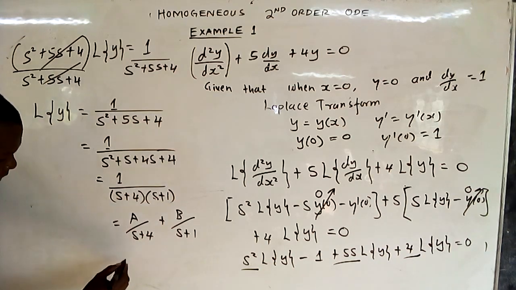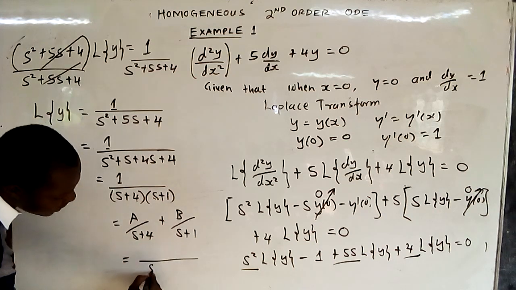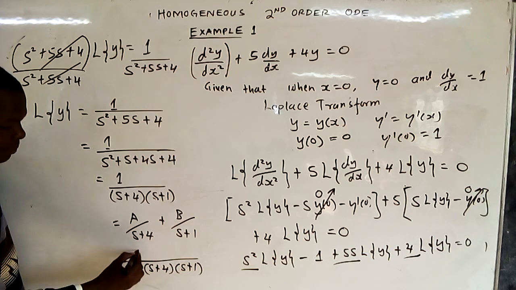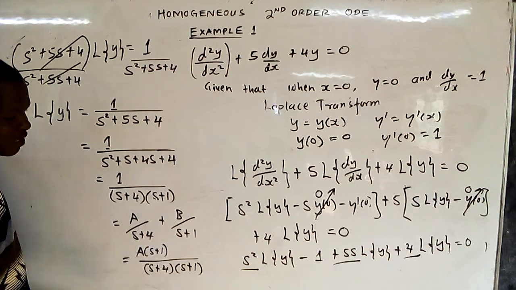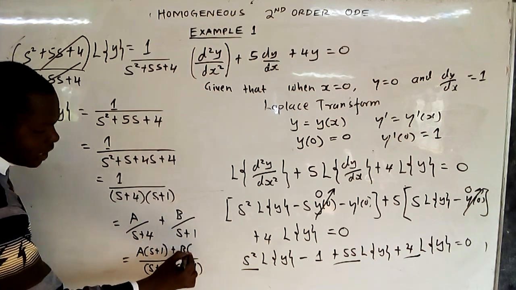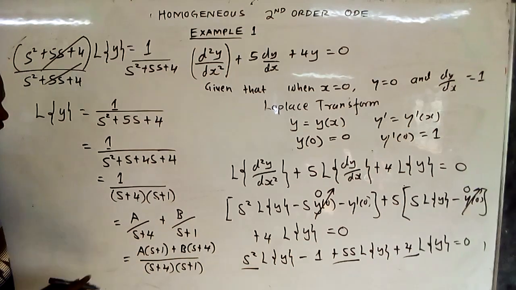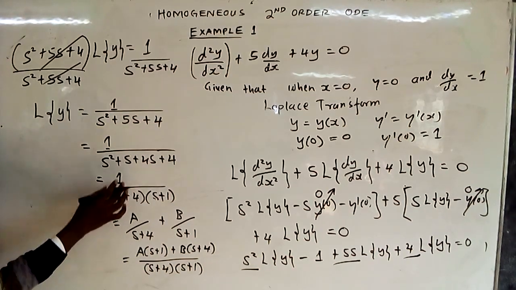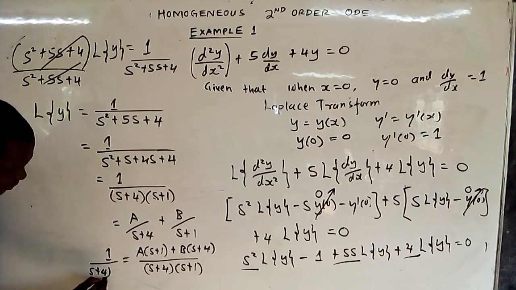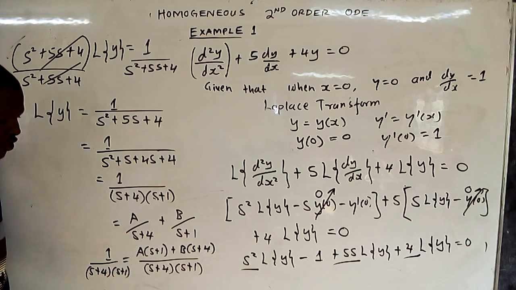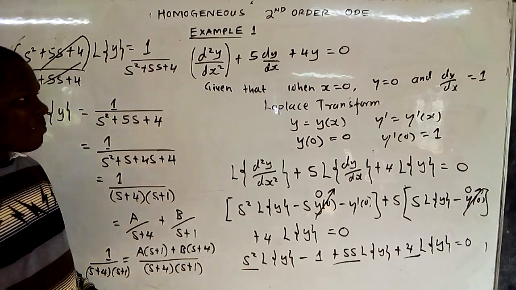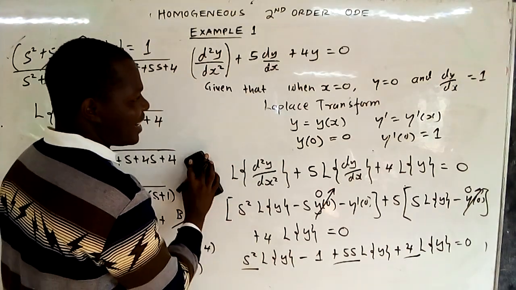So after that, we now get the LCM here is s plus 4, s plus 1. So s plus 4 goes here how many times? S plus 1 times. So we have A into s plus 1, then plus s plus 1 goes here how many times? S plus 4. So we have B into s plus 4. Then this side of the equation we have what? So we have 1 over s plus 4, s plus 1. So the denominator is the same. It means we are comparing the numerator, isn't it? Yes. We are comparing the numerator.